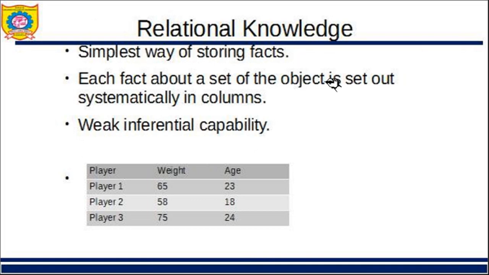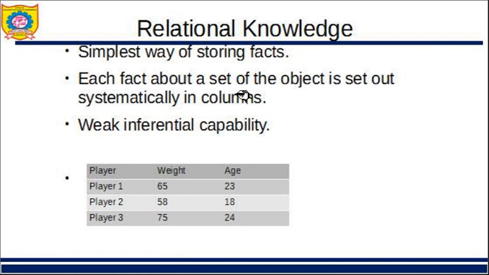The first one is relational knowledge. You must have heard this word in DBMS. You have learned about relational databases in DBMS. What do you mean by relation? It is the way two objects are related to each other, right? So here, to store relational knowledge, it is the simplest way of storing facts. Whatever the fact is, we can store it over here.